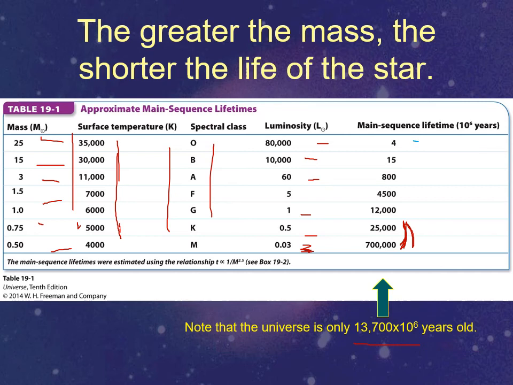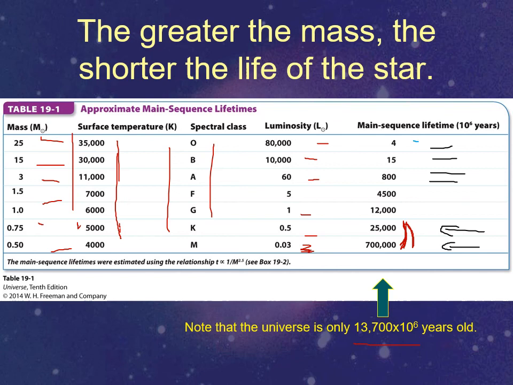What does that mean? That means that the universe is not old enough for any of those stars to have ever died. It is plenty old enough for these other stars to have died. Okay, so this is an interesting thing, and this is part of what explains why there are so many of these little red dwarf stars. If one of them ever formed, it's still around.